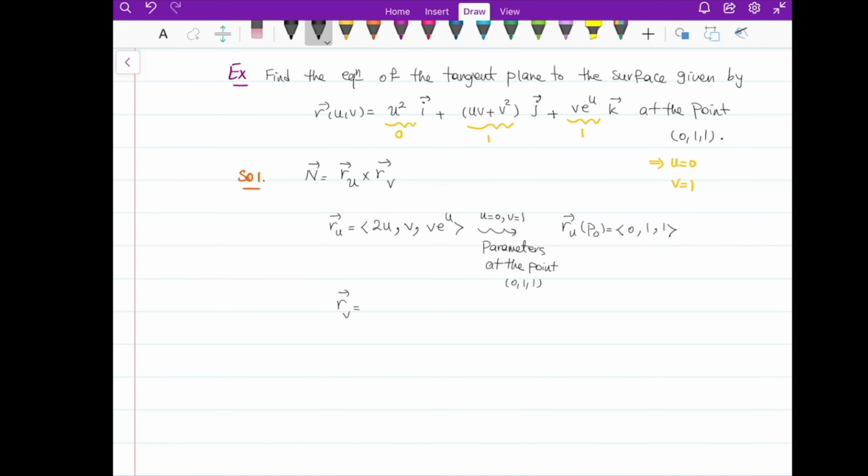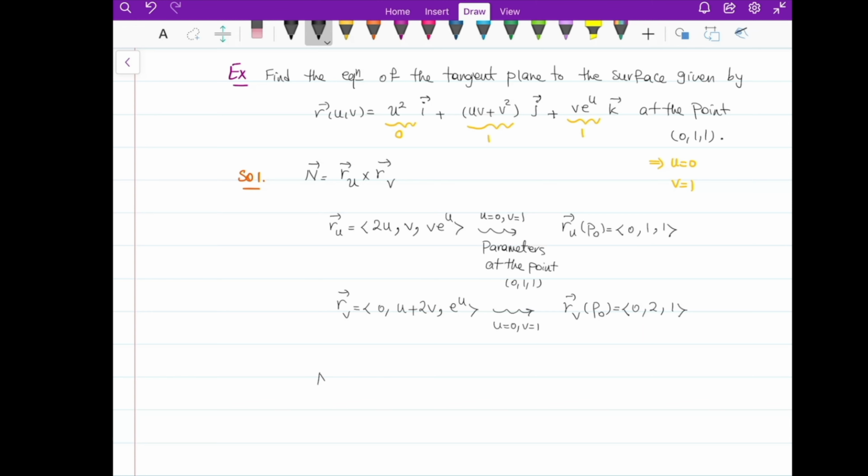And then r_v, let's take the derivative with respect to v. This would be 0. The derivative of that with respect to v would be u plus 2v. And then the derivative of this one with respect to v would be e^u. And so again, at u equals 0, v equals 1, r_v at P0 would be (0, 2, 1), since u is 0 so e^0 is 1.